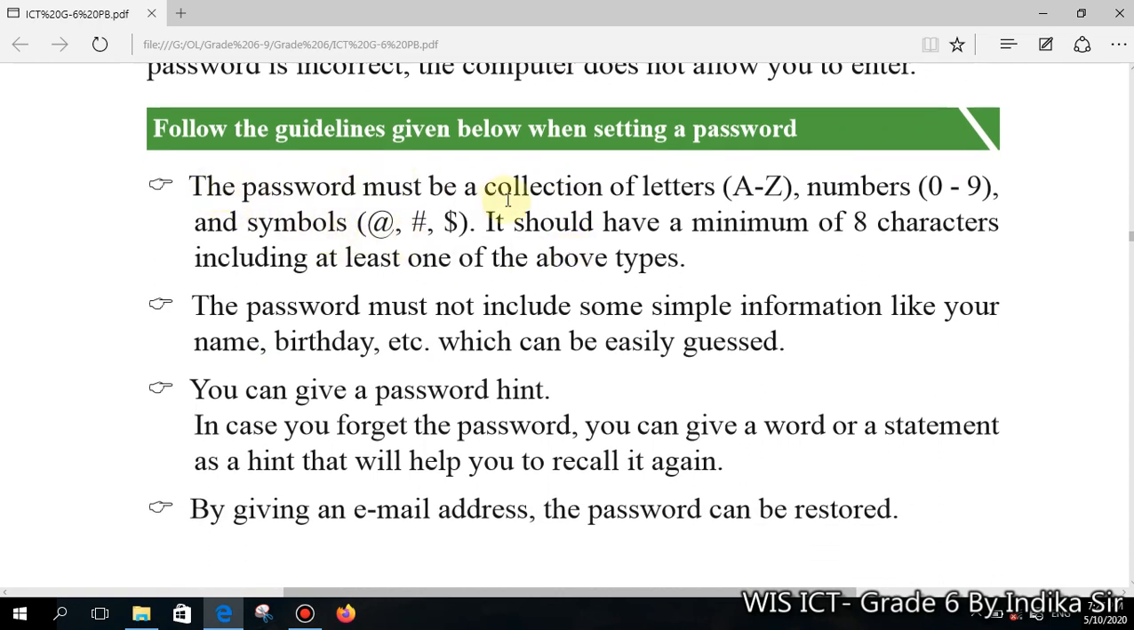The password must be a collection of letters, capital A to Z, numbers 0 to 9, and symbols. It should have a minimum of 8 characters, including at least one of each type. Normally we type whatever we know, so that's wrong, children. When you are applying a password, keep in mind capital letters, simple letters, numbers and some symbols. If you include them, people can't guess it. That's why they ask for a minimum of 8 characters.